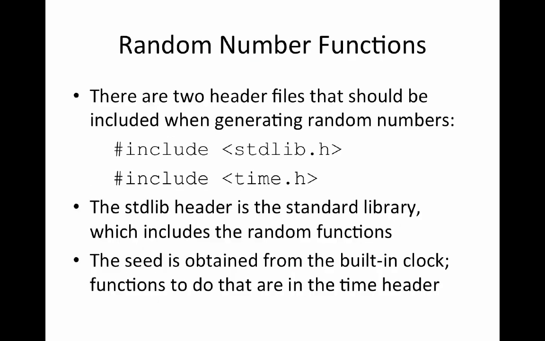There are some random number functions that you can use. And first of all, in order to do that, there are two header files that you have to include. The standard library header file is stdlib.h. That's where the random functions are, so you have to include that. And if you want to set the seed, which is generally a good idea, the seed is obtained from the built-in clock, and the functions that do that are in the time header file. So in order to work with random number functions, you need to include both the standard library header file and the time header file.